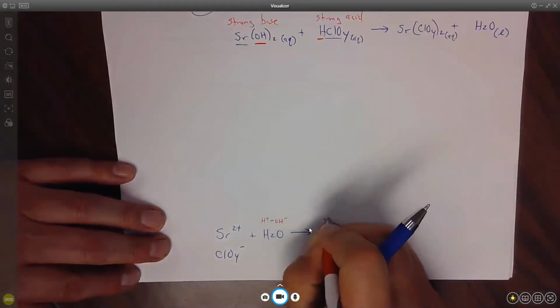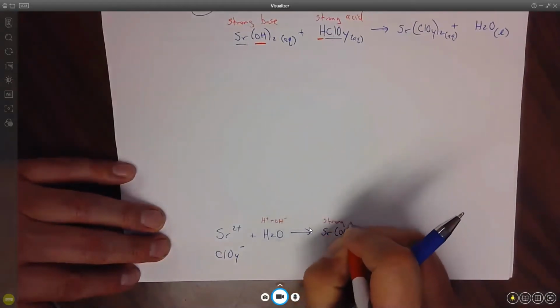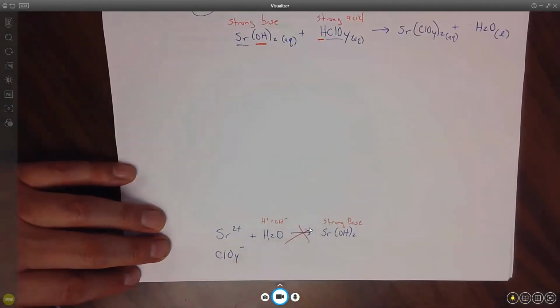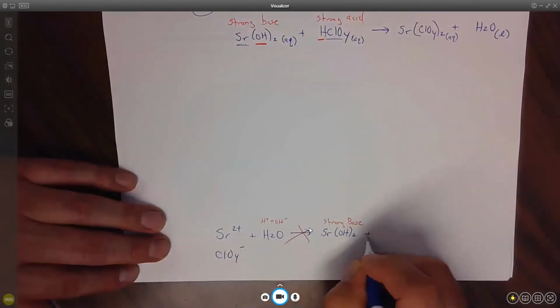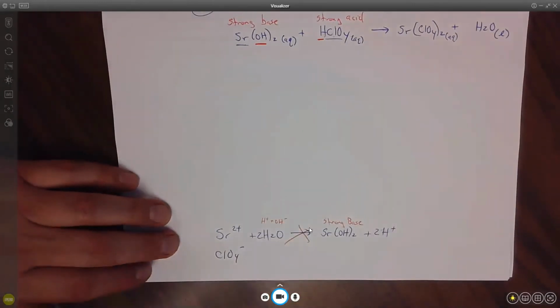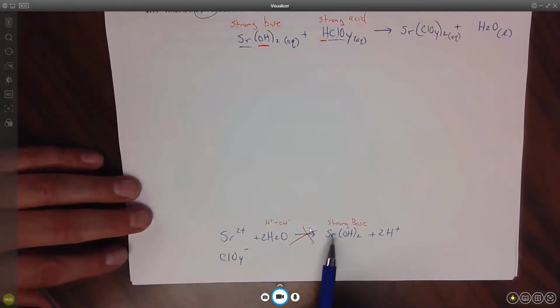So this is a strong base, and therefore the arrow is going to point in the other direction, so this isn't going to happen, right? And this would have left behind H+. In fact, if we balanced it, it would look like that. But that's not going to happen because that's a strong base. The arrow would point that way.